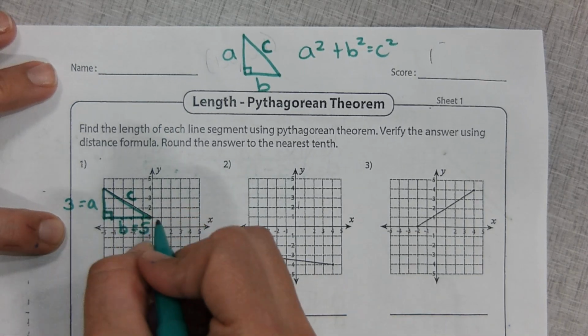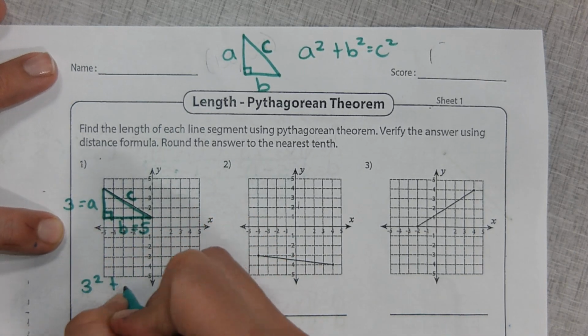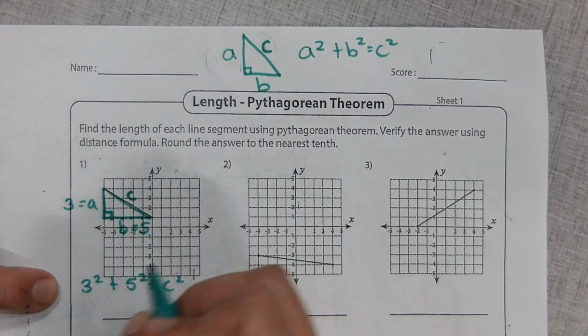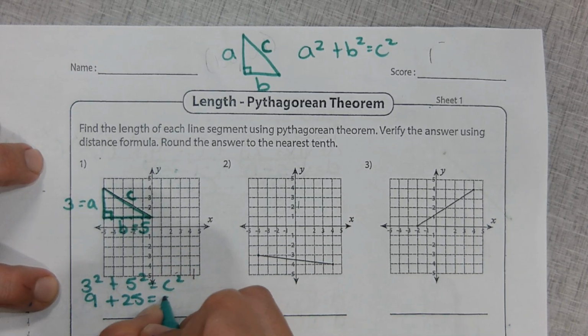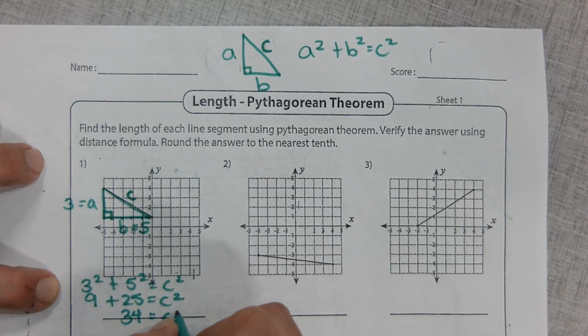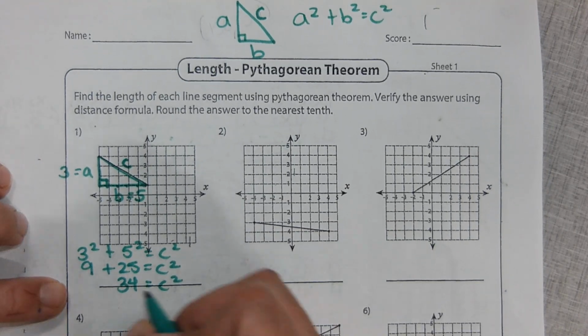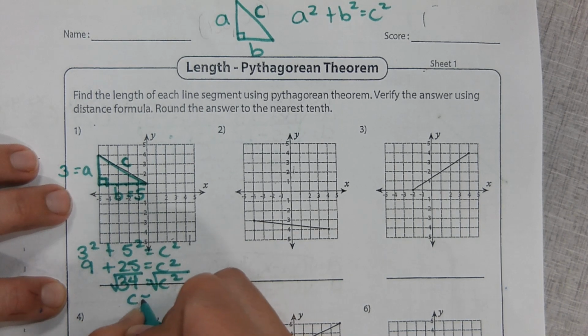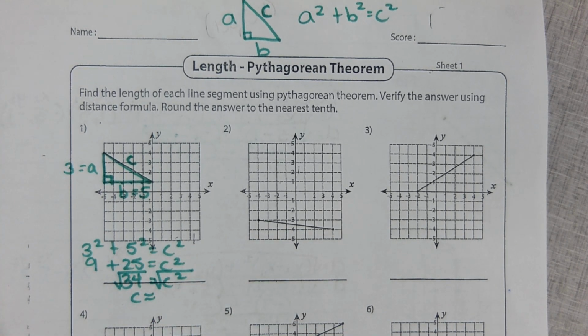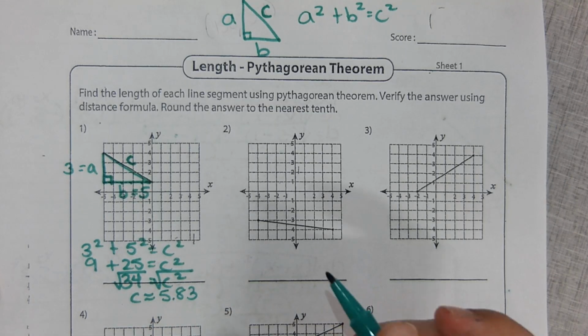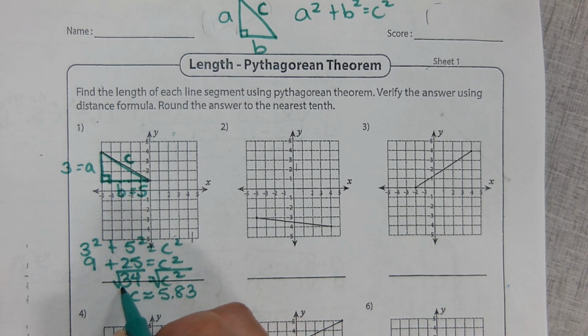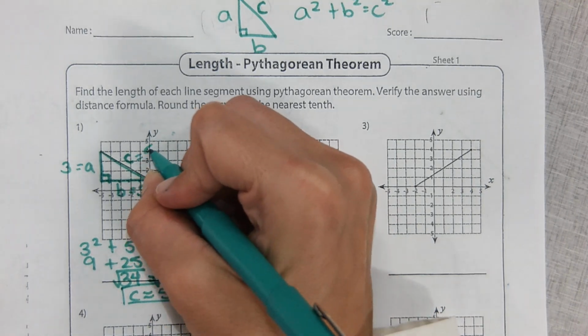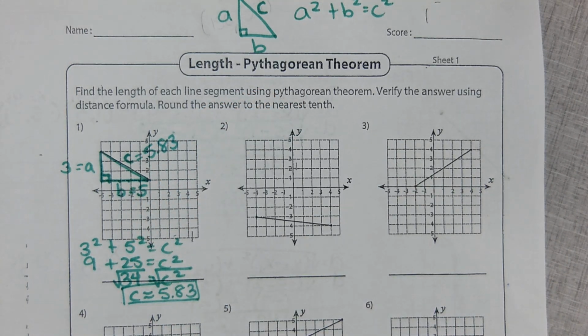And then using Pythagorean theorem, I'll solve for the hypotenuse. So it'll be 3 squared plus 5 squared equals c squared. And then from here, square root of both sides, and c equals 5.83. That is the length of this. So it's a lot easier to work with, and there's less errors that can happen. But again, it won't work in every single situation, but it'll work in a lot of situations.